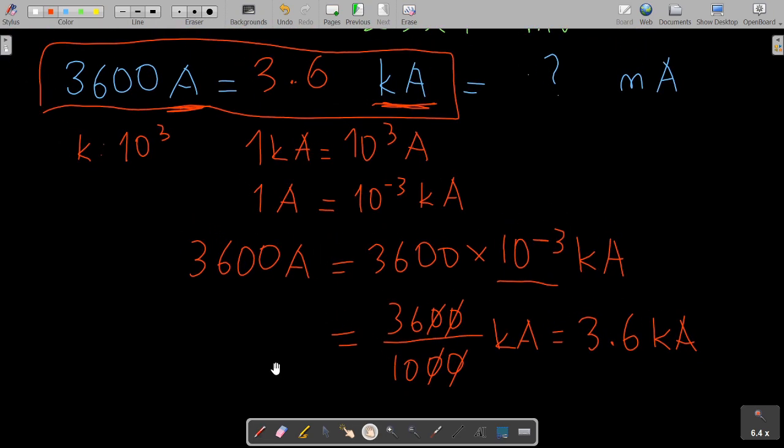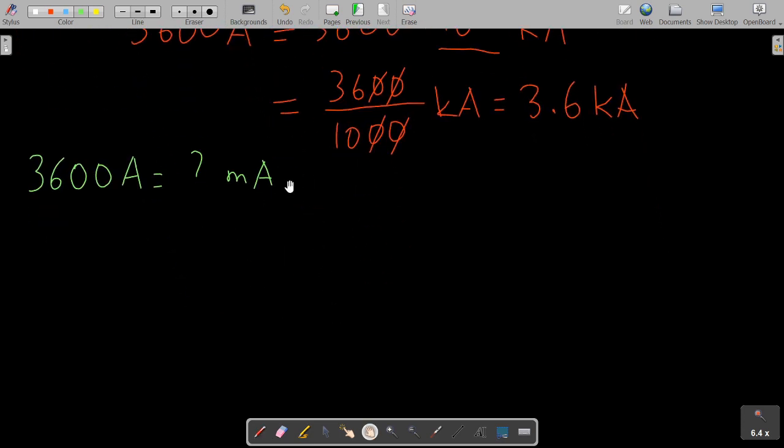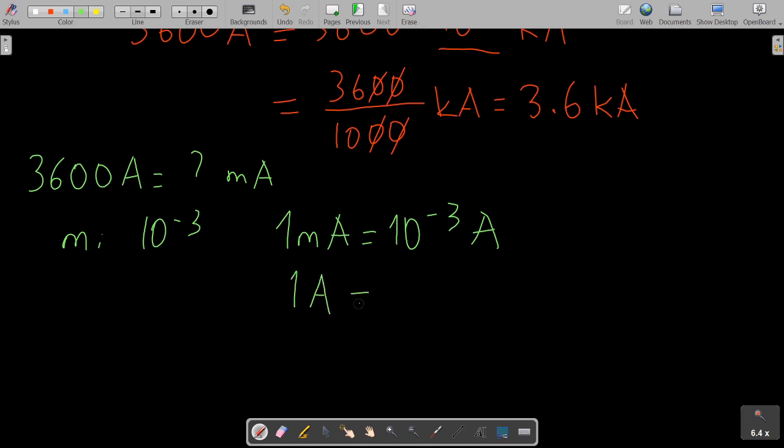Either you can go from kiloamp to milliamp, or you can come back and still look for it. So let's go, this was the question: how many milliamps. Okay, so we said that milli stands for 10 to the power minus 3. You memorized that, right? So 1 milliamp is 10 to the power minus 3 amps, which means that 1 amp is 1000 milliamps.